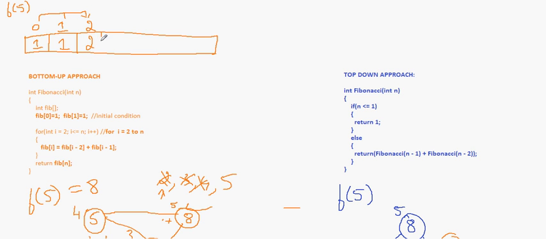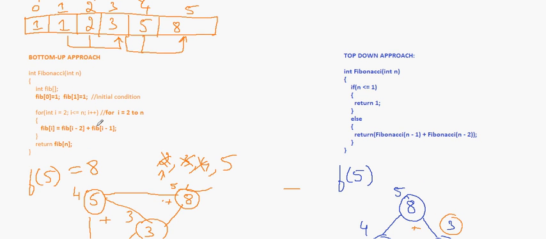So it's 2. And then Fibonacci of 3 is Fibonacci of 1 plus Fibonacci of 2, that is 3. And then Fibonacci of 4 is Fibonacci of 2 plus Fibonacci of 3, 2 plus 3 is 5. And Fibonacci of 5 is Fibonacci of 3 plus Fibonacci of 4, that is 8. So the previous two solutions were used to calculate Fibonacci of 5.